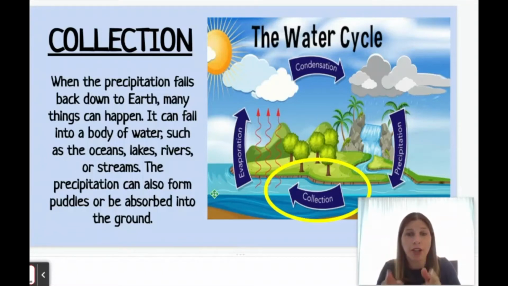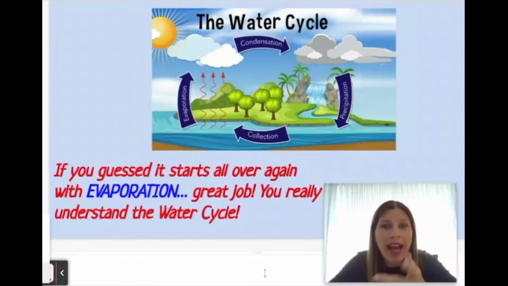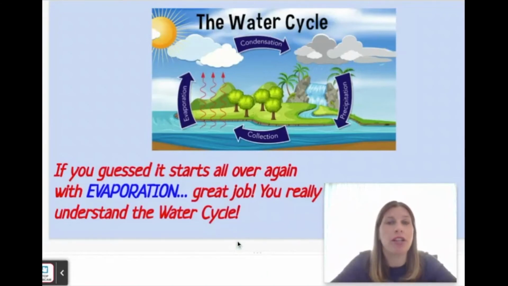I have a question for you though. What do you think happens next? If you guessed evaporation, great job. You really understand the water cycle. If we look at collection, yep, evaporation is next. And our water cycle starts it all over again. Into evaporation, condensation, precipitation, back again to collection. Awesome job. You are a super scientist.